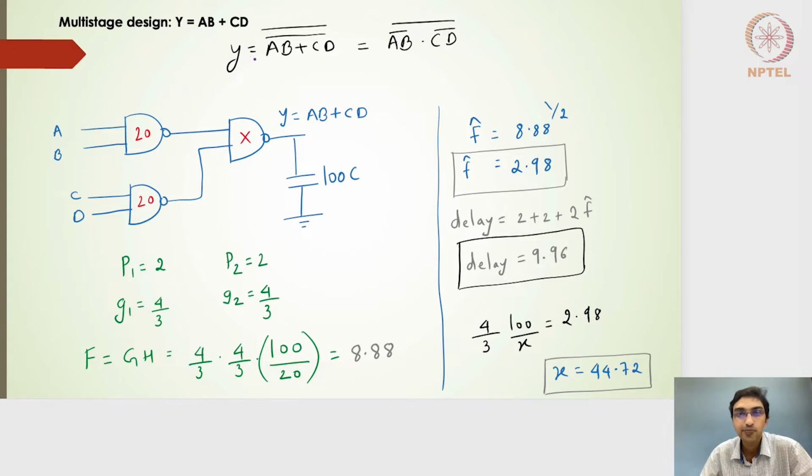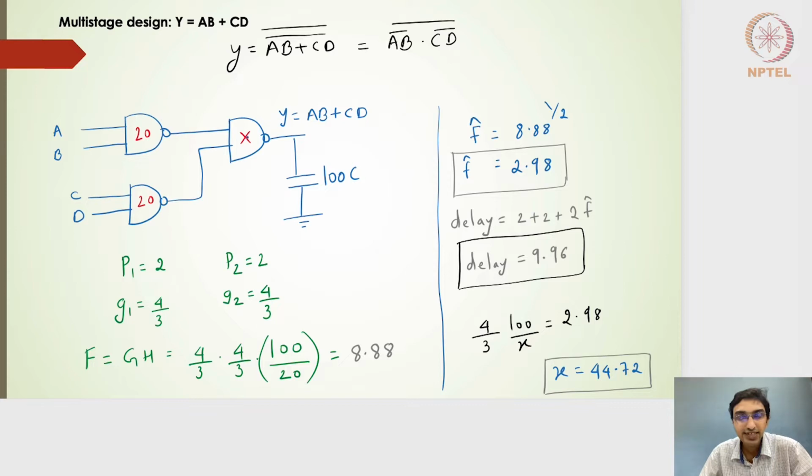In this example, I've taken some specifications saying that the input should see a total capacitance of 20. So all 4 inputs see a capacitance of 20. That means the gate size is 20. And the output load I have taken as 100C, where 1C represents the unit NMOS capacitance.